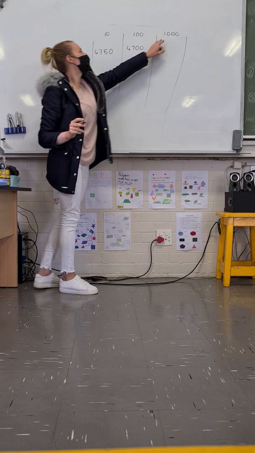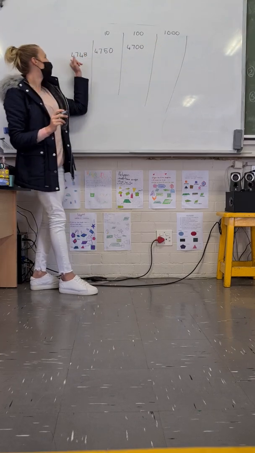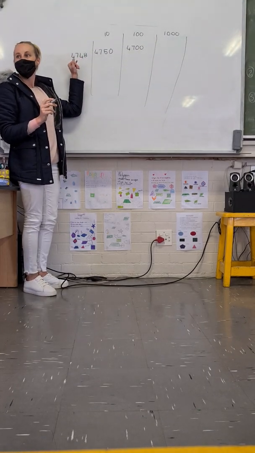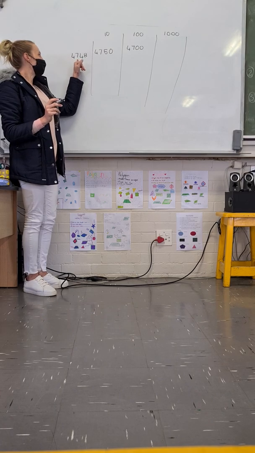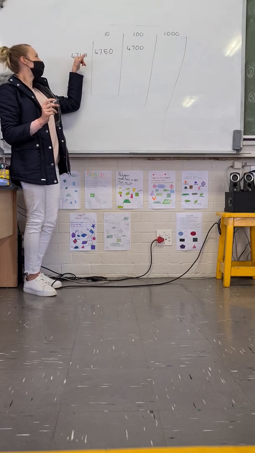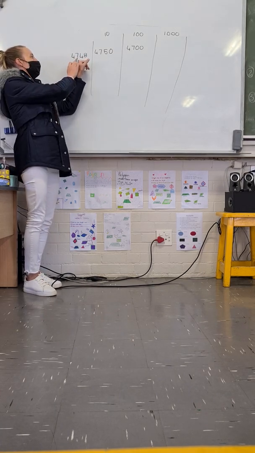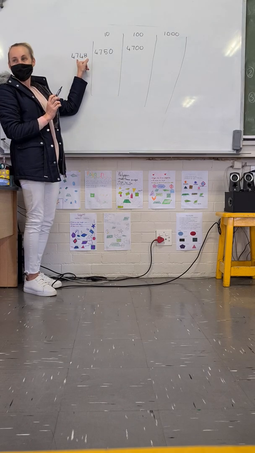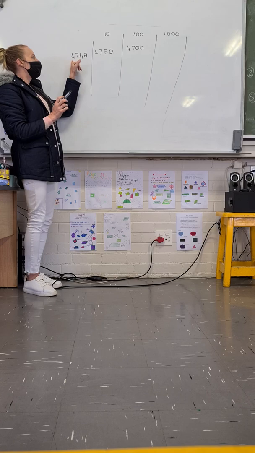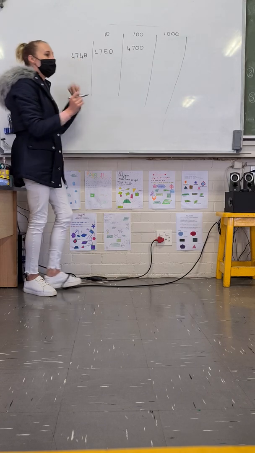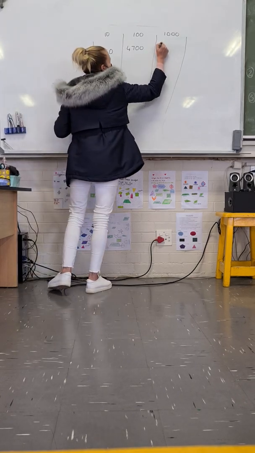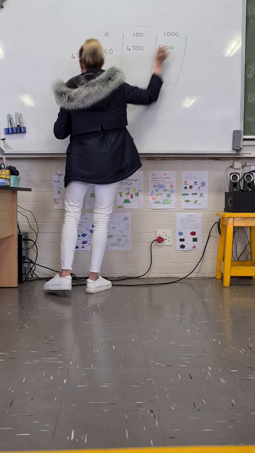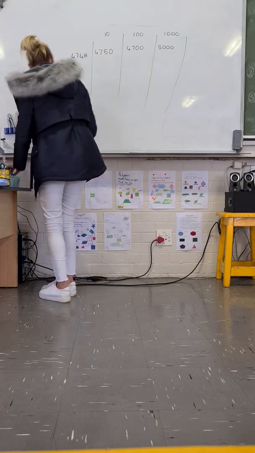Olivia, when we round off to the nearest 1000, what do we look at? The 100. Do you think that this 7 is going to make my number round up or round down? Round up. So if we round 4,000 up, what does it become? 5,000. Well done, girls. You all seem very switched on today.